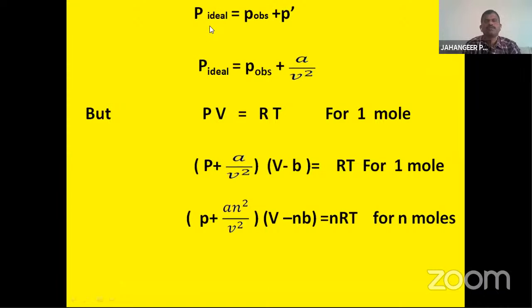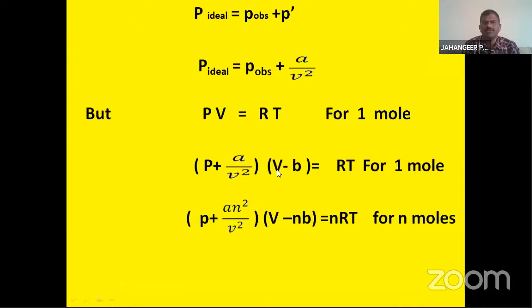So from that we get P ideal is equal to P observed plus P dash, and P dash we got is A by V square. Now substitute this pressure correction and also the volume correction in the ideal gas equation. What is the ideal gas equation? PV is equal to nRT for 1 mole of gas. So the corrected pressure is P ideal is equal to P observed plus A by V square, P plus A by V square.